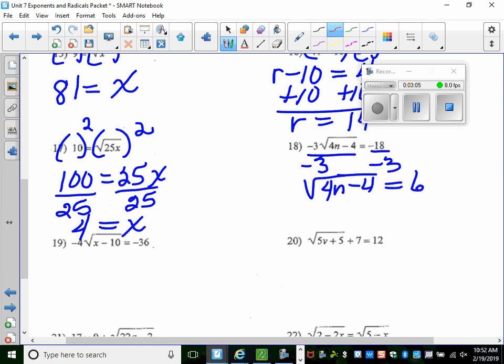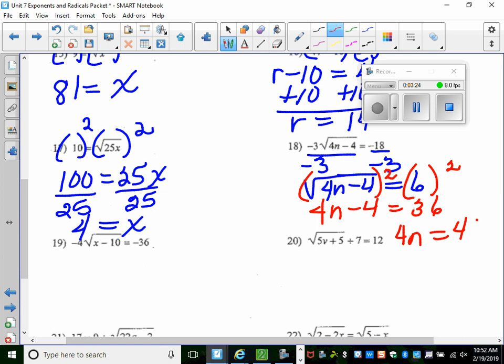Next step, like we did before, once we isolate the radical, we can square both sides. So we're going to end up dropping the radical. 4n minus 4 equals 36. We add 4 to both sides, so 4n equals 40. Divide by 4, so n equals 10.